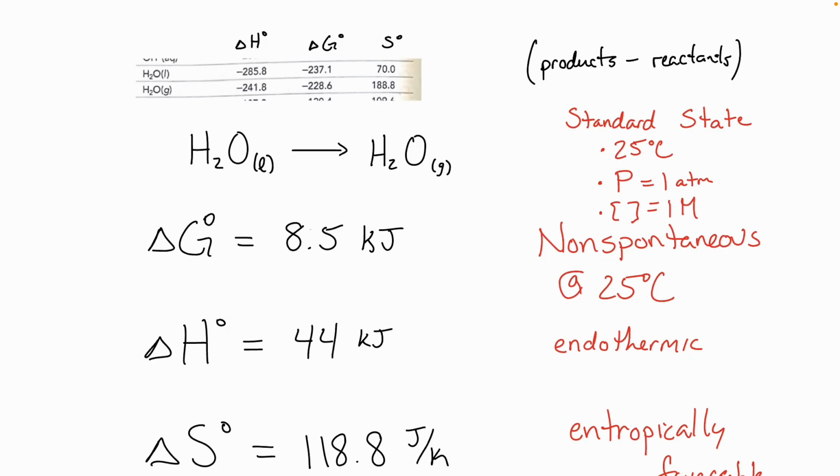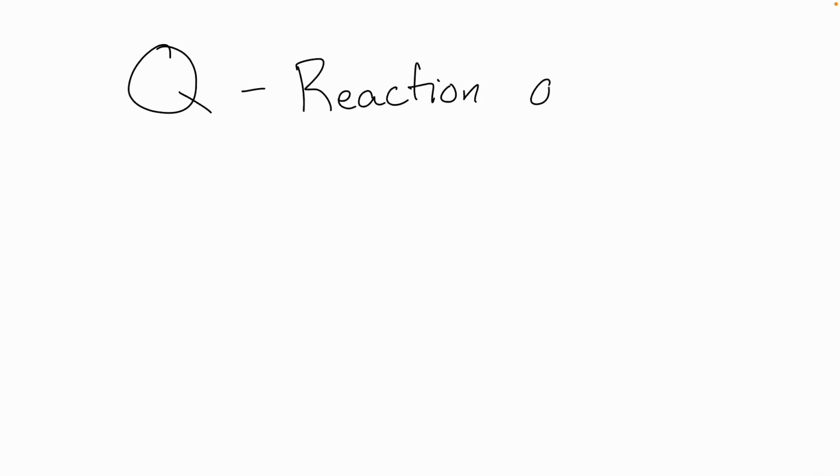So these values are only good for standard state. That's not all that terribly interesting, right? That means one concentration I can use for this to be useful. So how do we predict whether or not a reaction will occur spontaneously outside of standard state? We got one more equation that we're going to learn about here, and that uses Q, our reaction quotient.